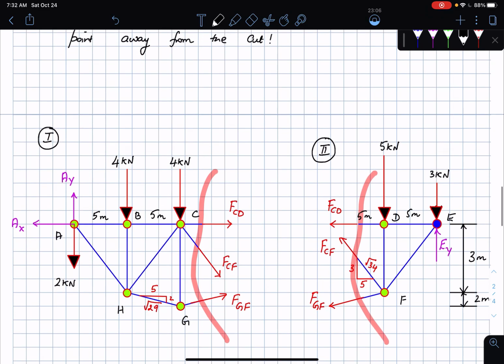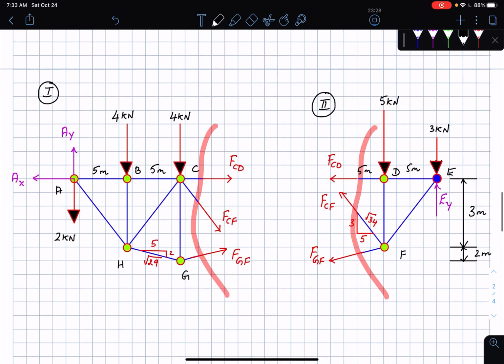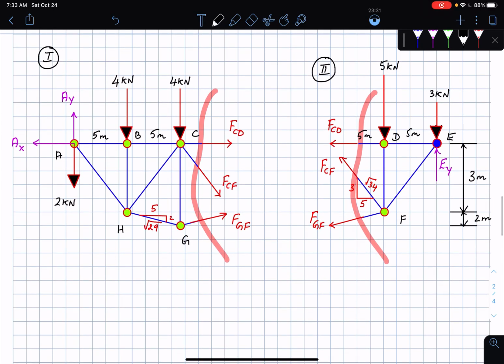So let me write that down here as well. You can either work with section 1 or section 2. Okay, so that's one option that I have. I could do work on both the sections at the same time as well. That is also a possibility.